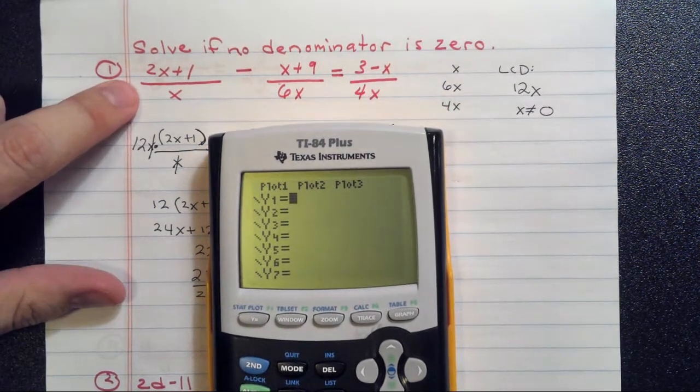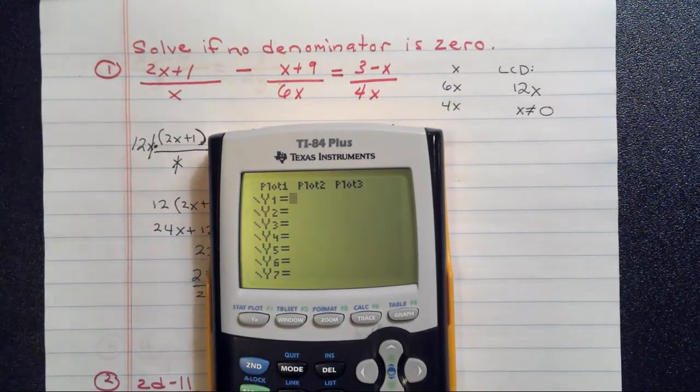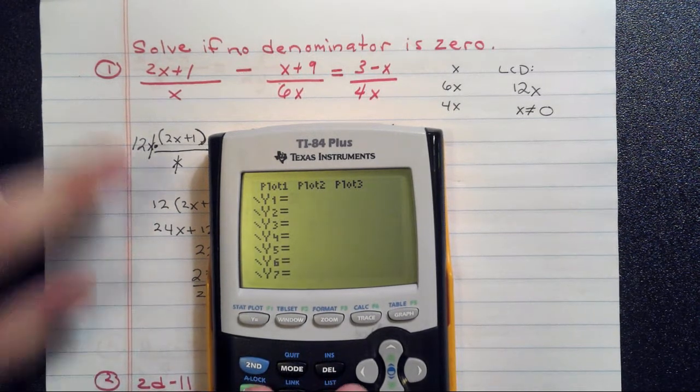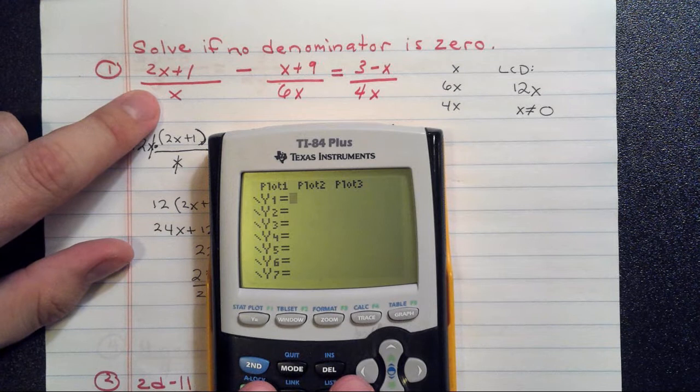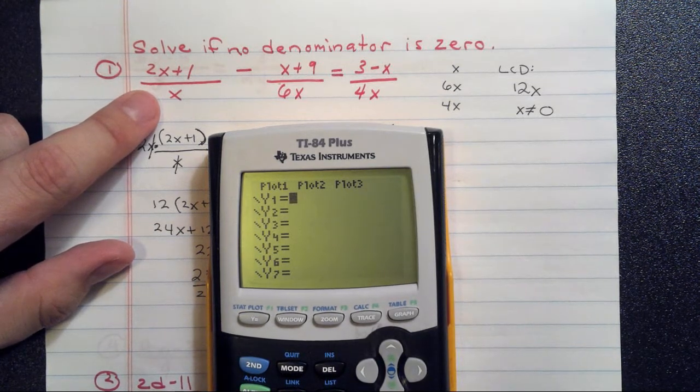What I'm going to do is enter one side of this equation into y1 and the other side of the equation into y2. So these are rational expressions. You have the choice of entering them with an adequate number of parentheses, such as this: parentheses around the numerator, divided by parentheses around the denominator. And the same thing for the second expression.